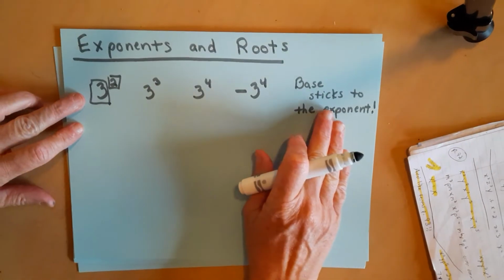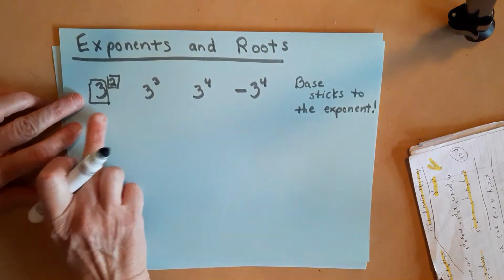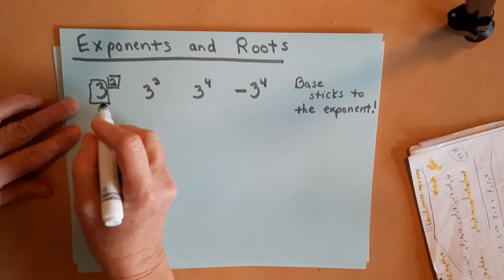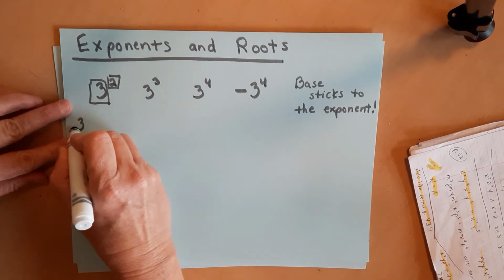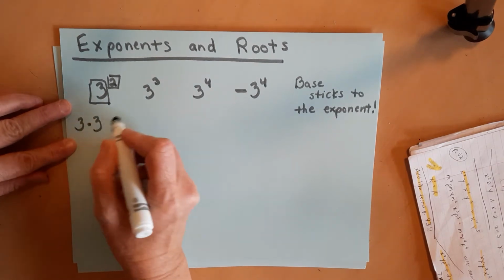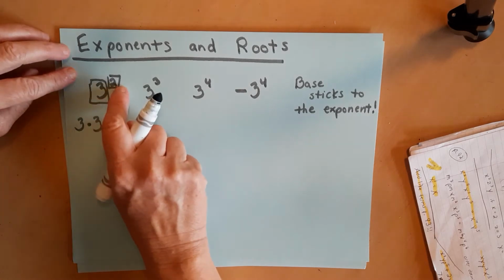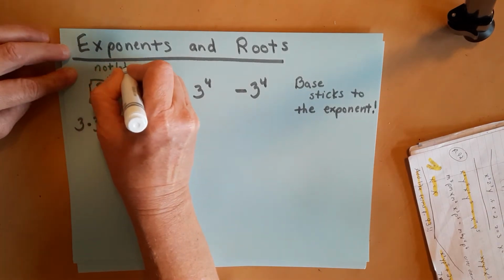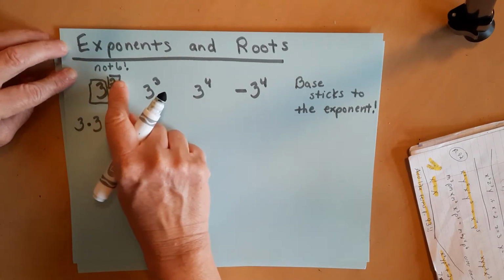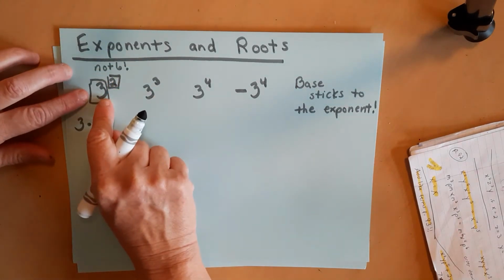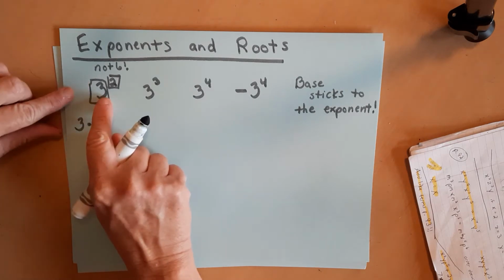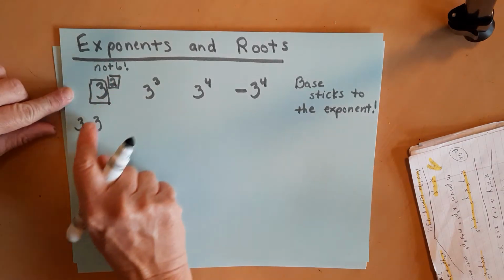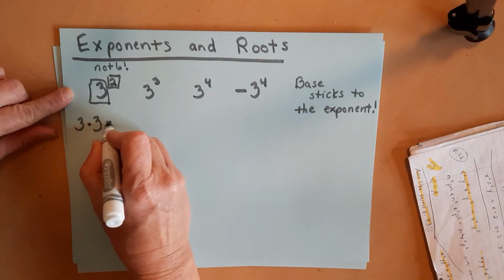So we will get back to this base sticks to the exponent in one moment, but I want to start over here. 3 squared means that you are multiplying 3 by itself 2 times. Be very careful. 3 squared is not 6. I'm going to even write that down. It is not 6. It is not 3 times 2. That's not what it means. It means you take the base, which is 3, and multiply it by itself this many times. 3 times 3 is 9.